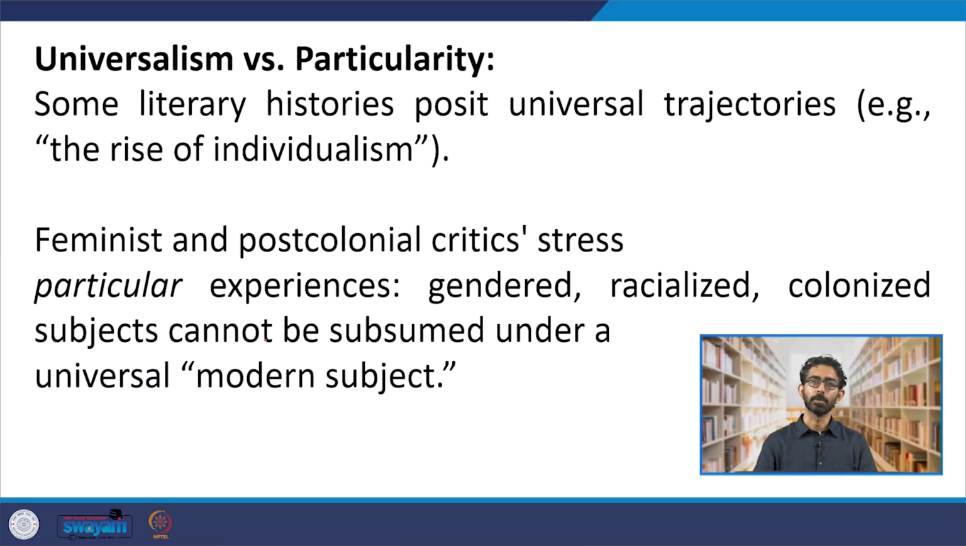From a feminist and post-colonial perspective, less important is the question of universal identity, and more important is particular experiences, how individuals experience reality because of their gender, because of their race, because of their affiliation to colonized or post-colonial countries or nationalities. These differences, these particular experiences matter more, and they cannot be reduced to any universal idea of a modern subject. Literary history and feminist criticism also have different ways of thinking about the canon.